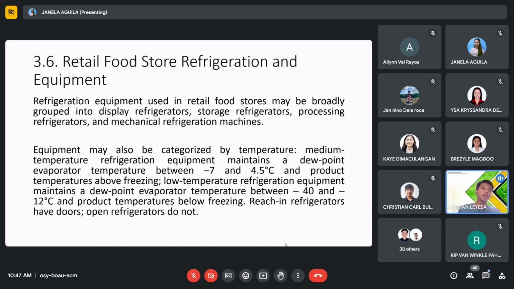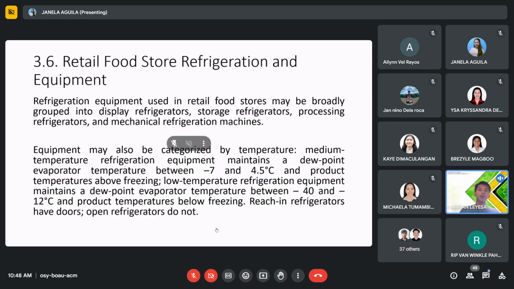Equipment may also be categorized by temperature. Medium temperature refrigeration equipment maintains a dew point evaporator temperature between -7 and 4.5 degrees Celsius, and product temperature above freezing. Low temperature refrigeration equipment maintains a dew point evaporator temperature between -40 and -12 degrees Celsius, and product temperature below freezing. Reaching in refrigerators have doors, open refrigerations do not.